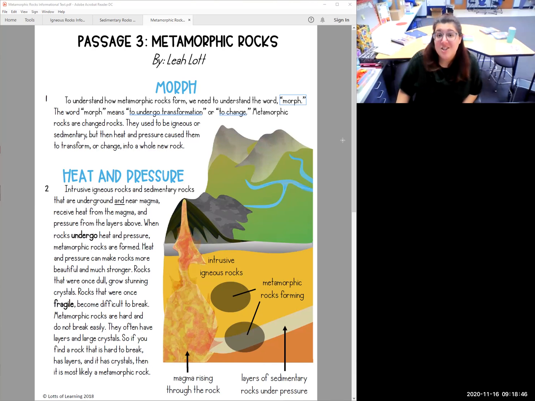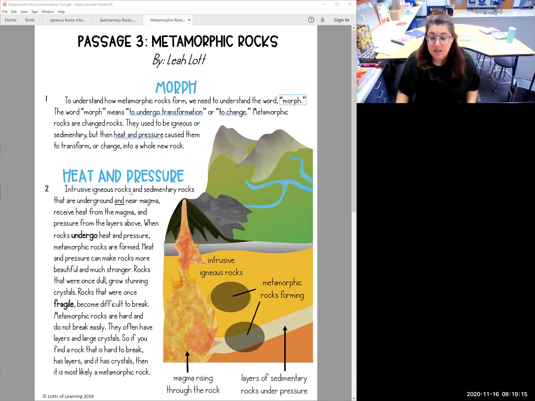Metamorphic rocks are changed rocks. They used to be igneous or sedimentary, but then heat and pressure caused them to transform or change into a whole new rock. So they tell us what causes it: heat and pressure. And then in paragraph 2, they're starting to give us more information about heat and pressure and how this works.